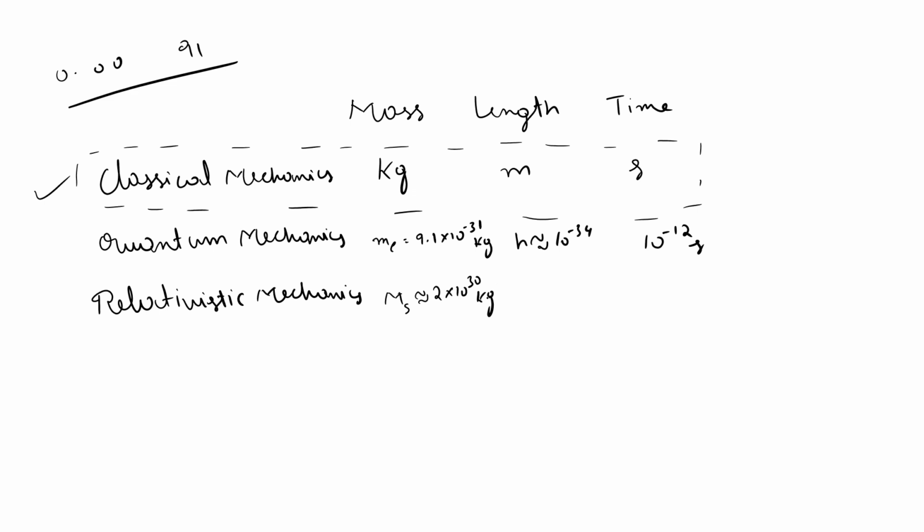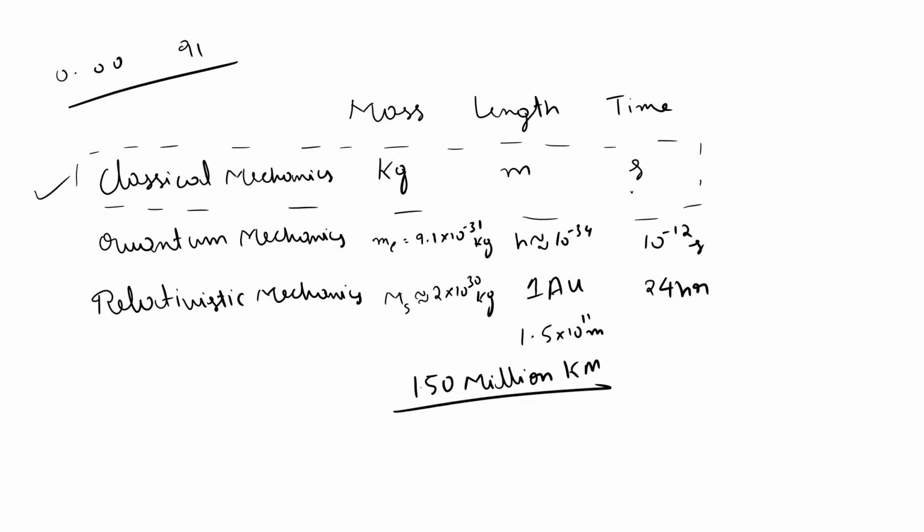That is the mass of the sun, and the distance between the sun and the earth, if you take it in steps of astronomical units, one astronomical unit is 1.5 into 10 power 11 meters, which is approximately 150 million kilometers. Can you imagine the magnitude of this big number? It's huge. Then when we talk about time, we talk in steps of the rotation of the earth, which is 24 hours. So from 10 power minus seconds, we went to hours.